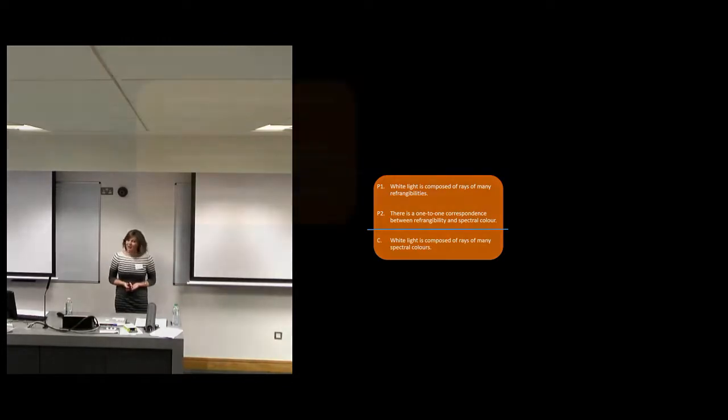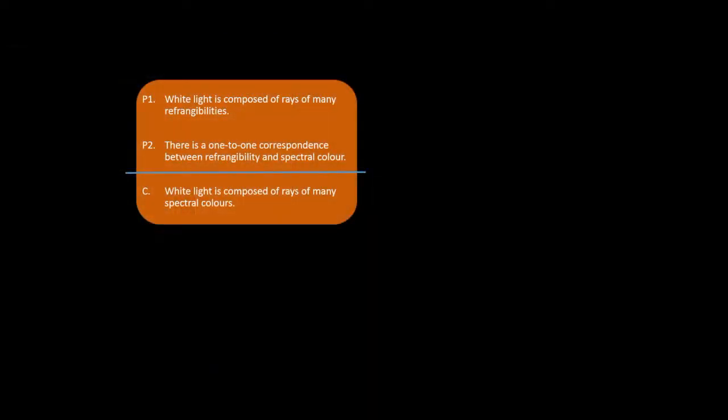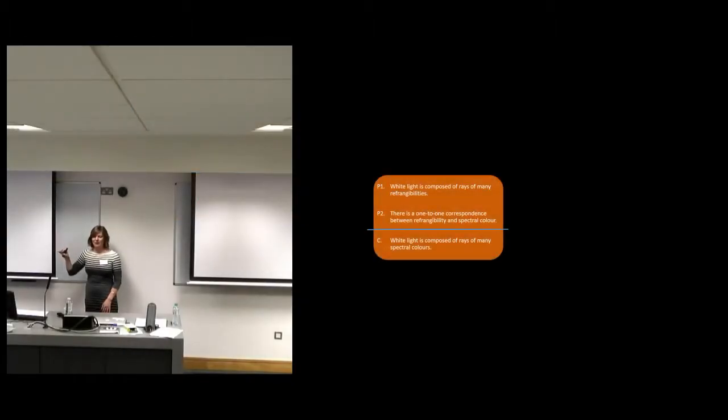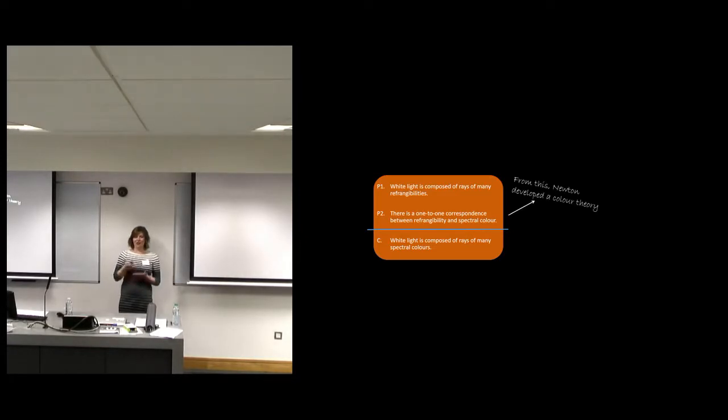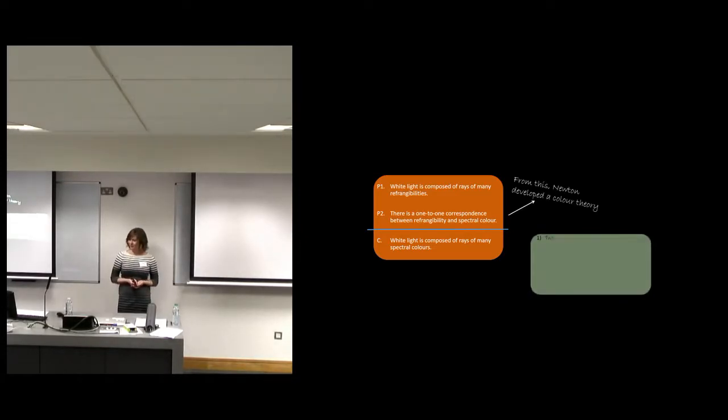So now moving on to the new theory of color, because this had implications for how we think about color. Okay, so this is the argument that he makes, roughly. He's established that white light is composed of rays of many refrangibilities. Then he establishes that there's a one-to-one correspondence between refrangibility and spectral color. So any given ray of light is going to have a certain refrangibility, a disposition to refract, and it's going to have a certain color to it. And from these two things, he was able to infer that white light is composed of rays of many spectral colors. And so this allowed him to develop a color theory.